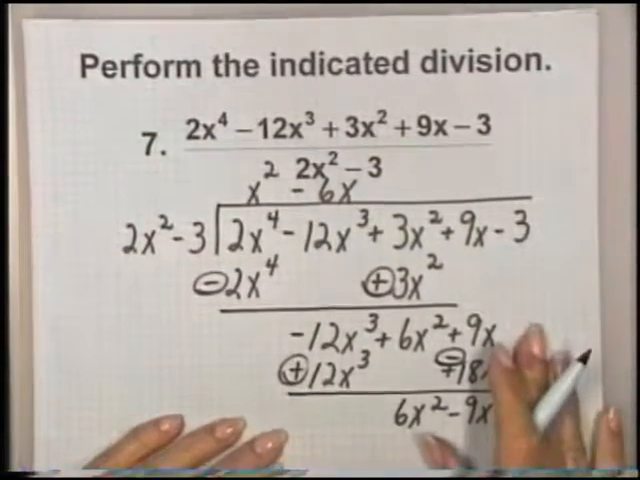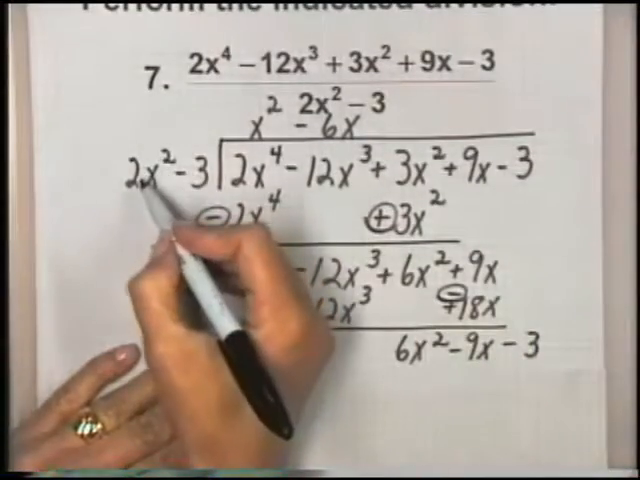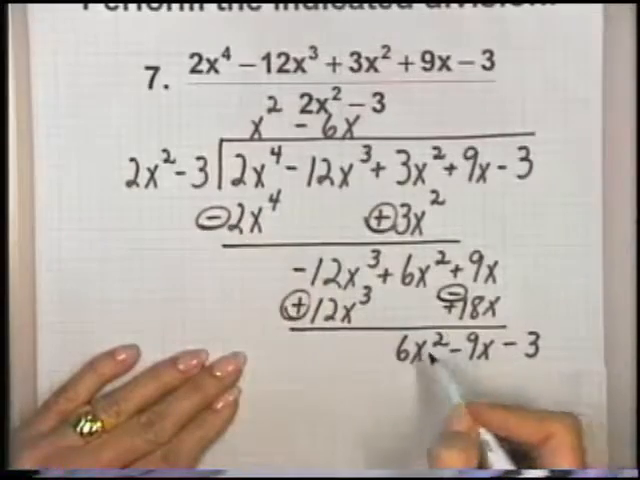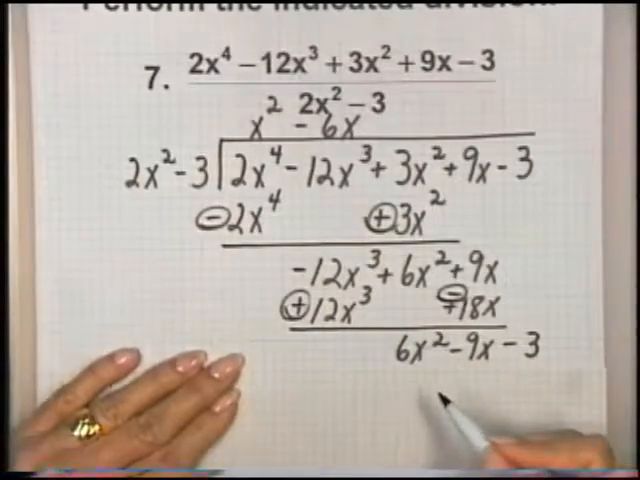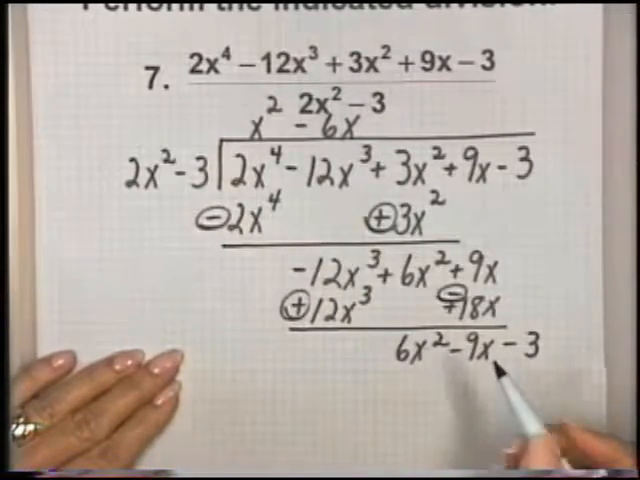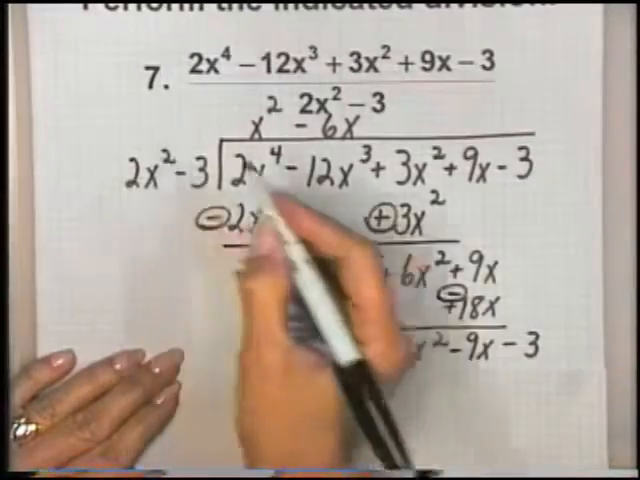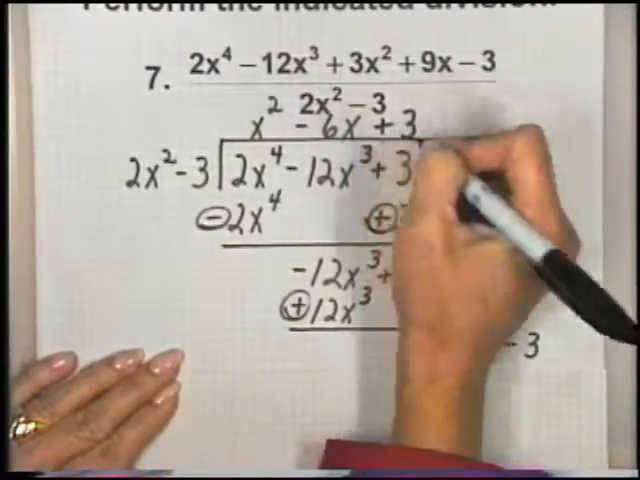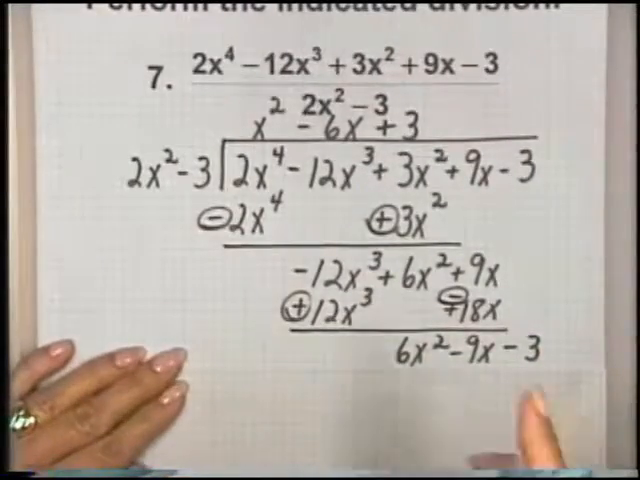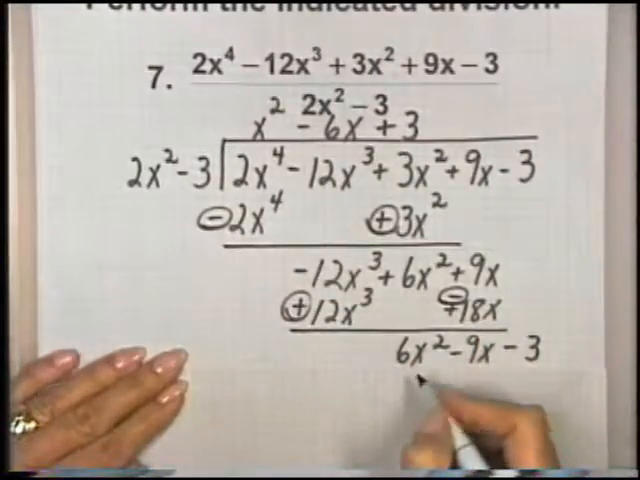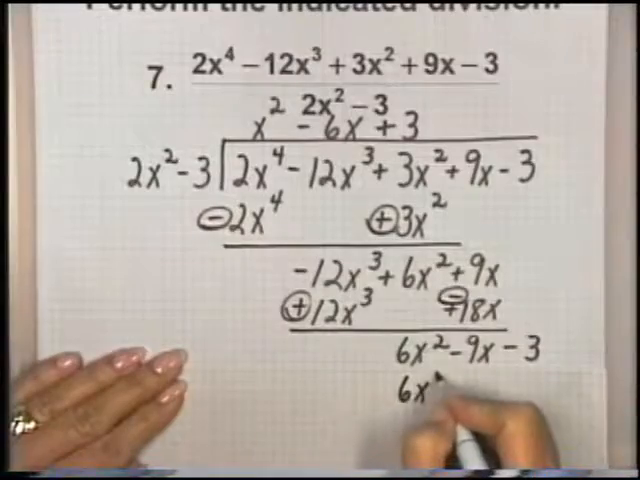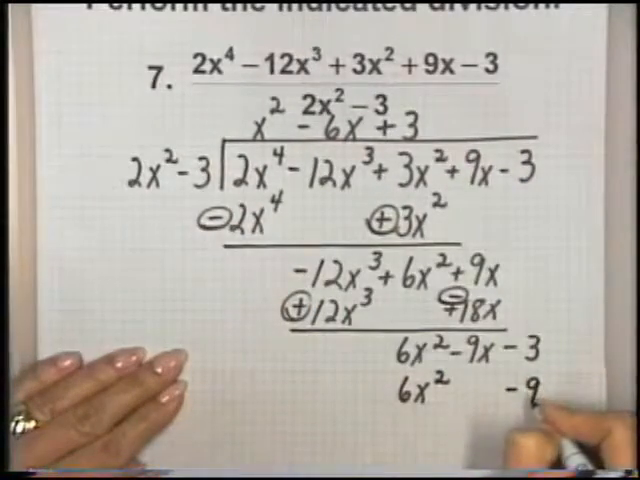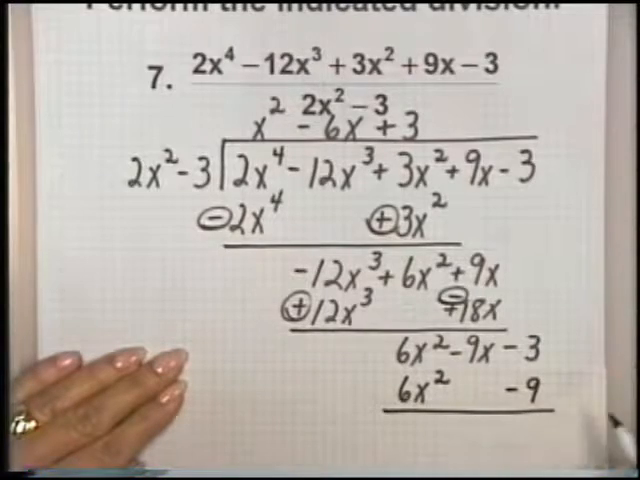We know that this will be the last time that we divide, because for my first term, my x power is x squared, and my first term of the expression that I'm dividing into is x squared. When I divide 2x squared into 6x squared, I get a positive 3. When I multiply, 3 times 2x squared is 6x squared. 3 times negative 3 is a minus 9.